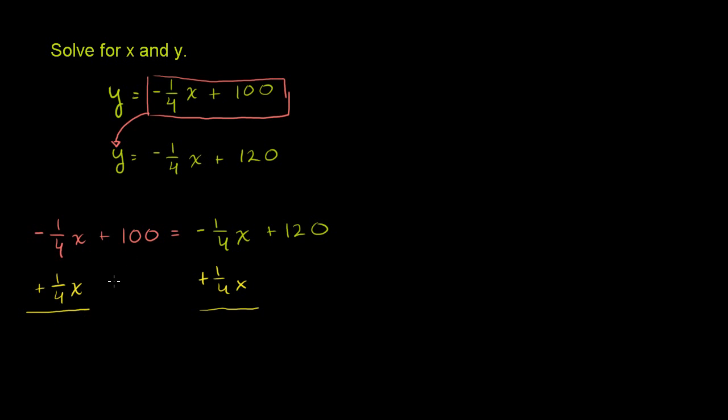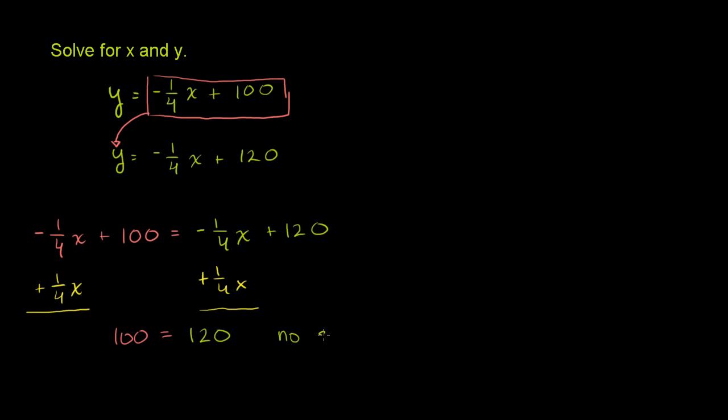You get 0x. So the left side of the equation is just 100. And then the right side of the equation, same thing. Negative 1/4 x plus 1/4 x, they cancel out. No x's. And you're just left with 100 is equal to 120, which we know is definitely not the case. 100 is not equal to 120. We got this nonsensical equation here that 100 equals 120. So this type of system has no solution.